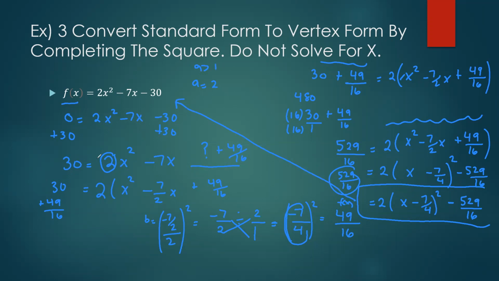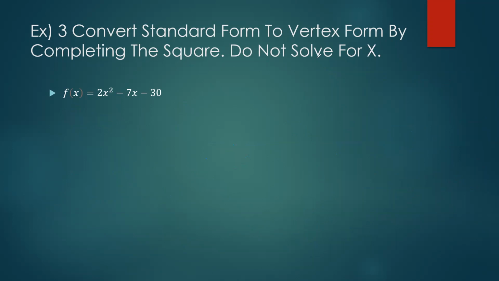Okay, now let's move on to the last example. Example 4 says convert standard form to vertex form by completing the square, do not solve for x. So this is also when the a value is greater than 1. Okay, first step is set y to 0. The next step is move the constant to the left. So our constant is 1. So move it to the left.